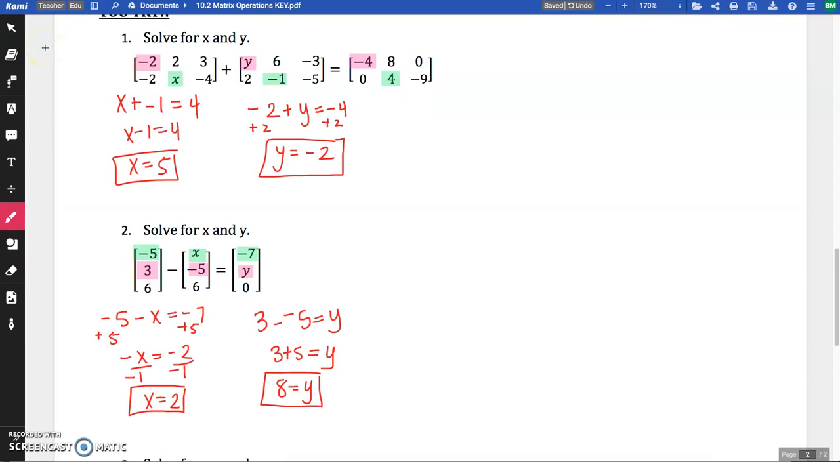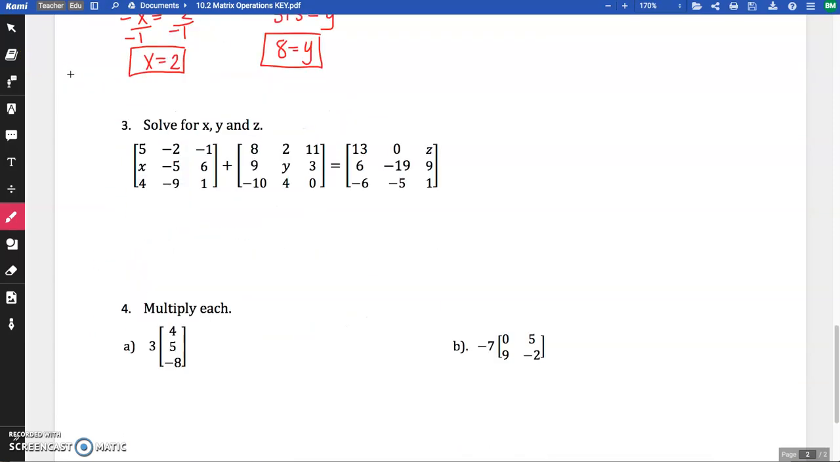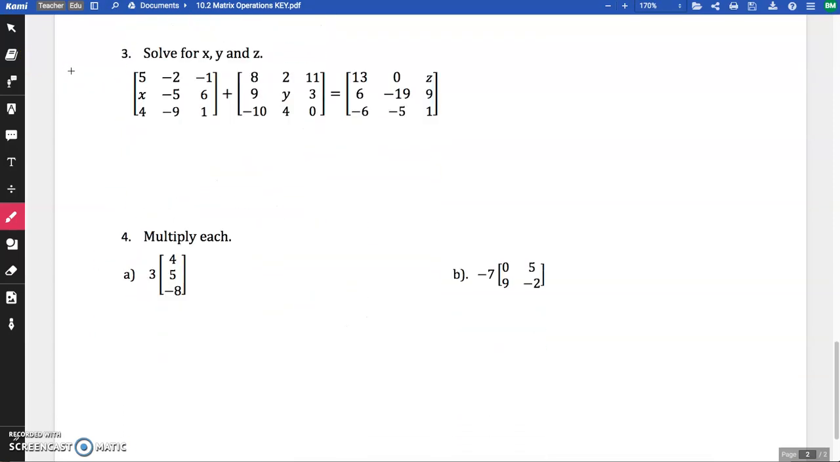All right, here are my answers for number 1 and number 2. So for number 1, I got x equals 5, y equals -2. And number 2, x equals 2 and y equals 8. Okay, so feel free to pause to look a little bit closer at my work for those as well. And then I have 3 and 4. So try 3 and 4, and then I'll show you the answers for those in a moment.